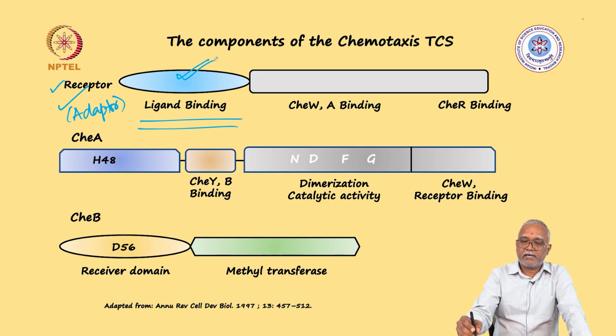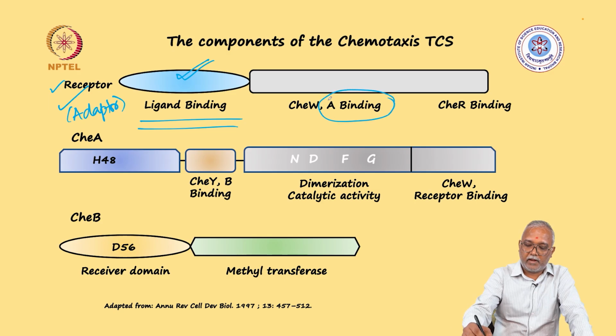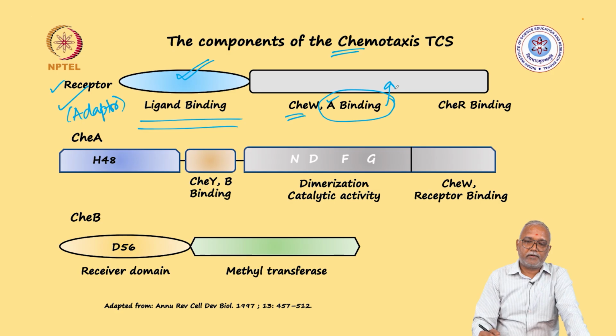And internally it has the domain which binds to Che. Here you will see that these molecules have a prefix Che or K for chemotaxis. So the kinase here is Che, if I say, and this must bind to the receptor. That's why the intracellular domain of the receptor has a Che binding domain.